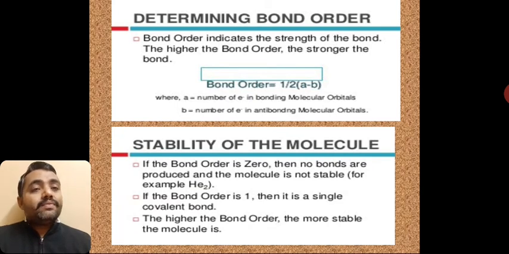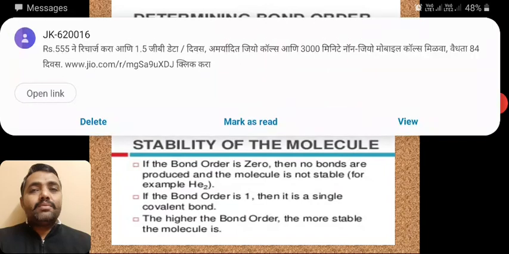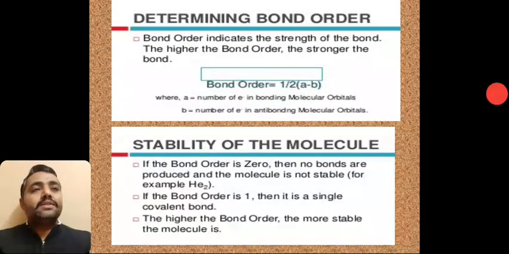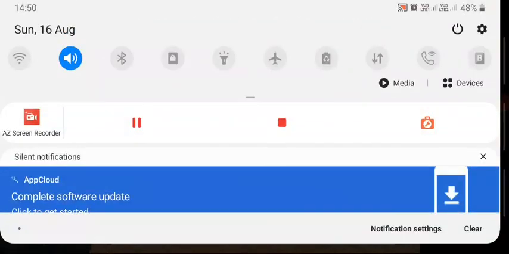If the bond order is 1, then it is a single covalent bond. If bond order is 2, it's two covalent bonds, means a double bond. If the bond order is 3, it's three covalent bonds, means a triple bond. The higher the bond order, the more stable the molecule. Means as bond order increases, the strength of the bond increases.